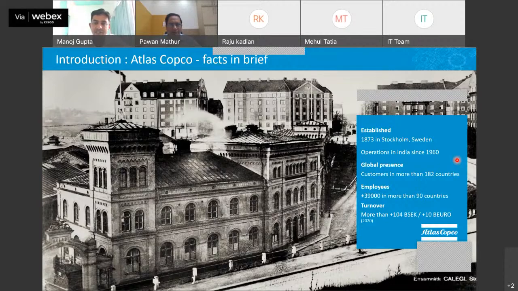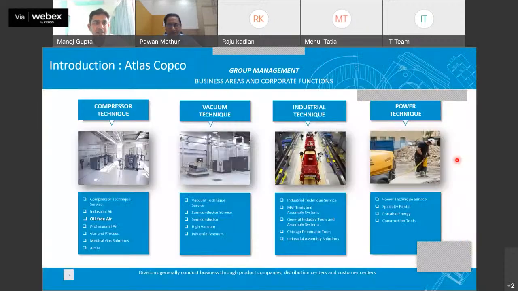Atlas Copco was established in 1873 in Scotland, has operated in India since 1960, and has a global presence in more than 182 countries, with around 39,000 employees working in more than 90 countries. We have 4 divisions: compressor division, vacuum technique division, industrial technique, and power technique. Mostly we are focusing on compressed air systems.